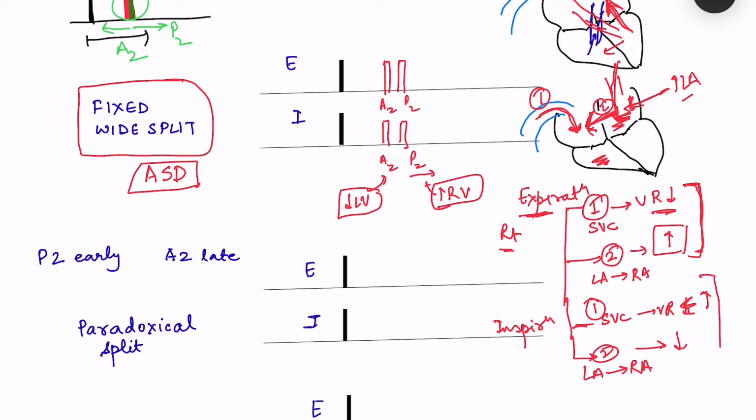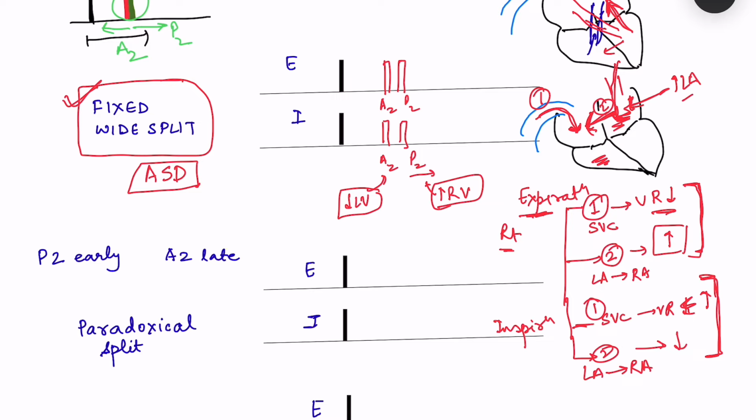So you see how it is balanced. There is no change in the ventricular volume in inspiration or expiration. So what we are getting is a fixed split. A fixed wide split we get. There is no change in the volume which is entering the right ventricle.